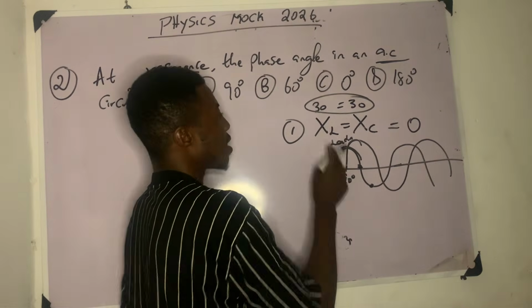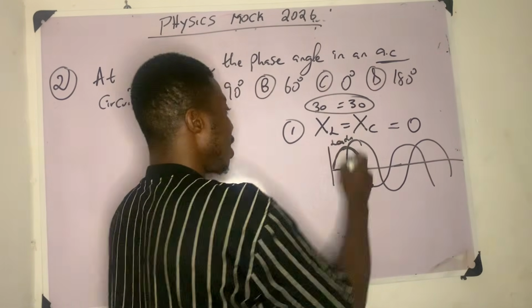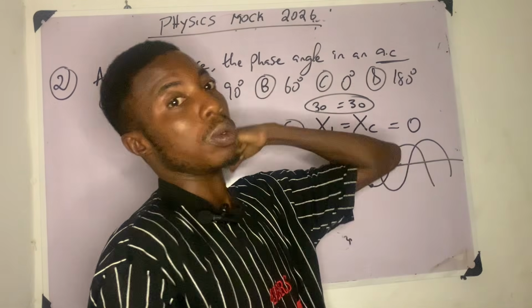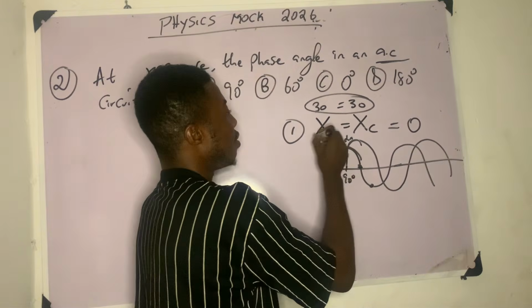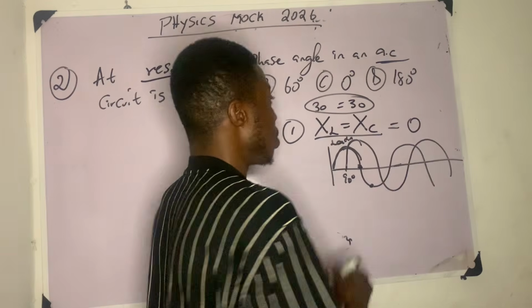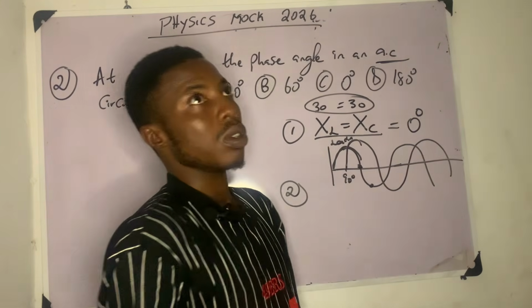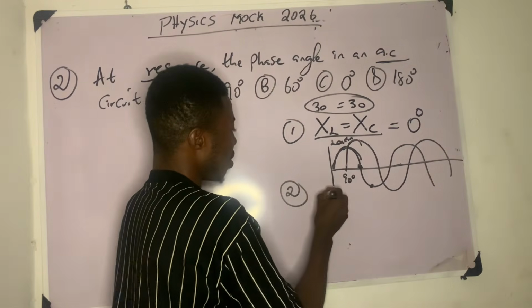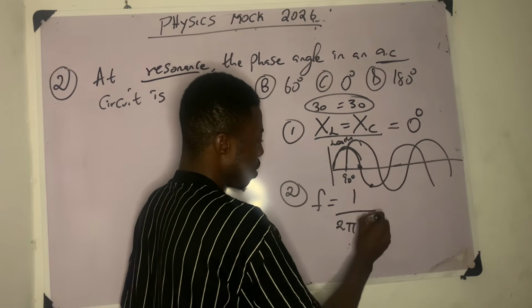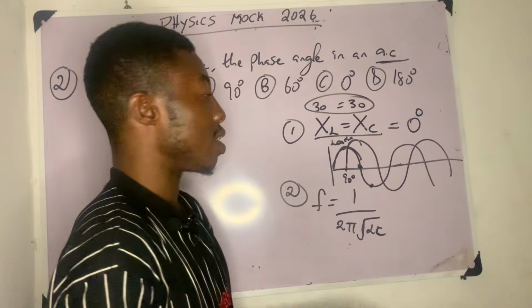So I told you that in XL, the voltage was leading and the current was lagging. For here, the current was leading and the voltage was lagging. Those are the major things. So if they are like that, your XL will be equal to what? XC, and your phase angle becomes 0 degrees. That's the first condition. The second condition is that they are going to give rise to a frequency, and the frequency is now going to be equal to 1 all over 2 pi square root of LC. So this is the resonance frequency.